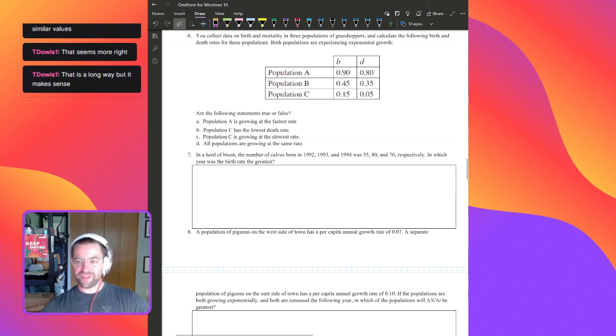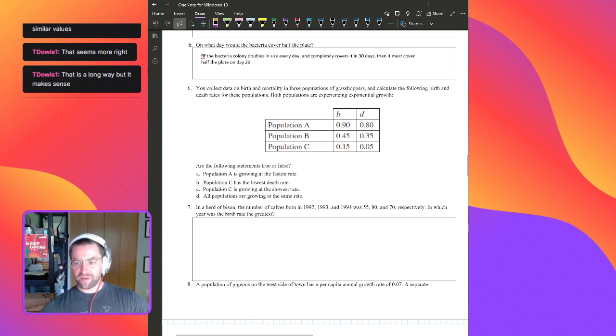Population A is growing at the fastest rate. We've got birth and death. So we have a growth rate of 90 minus 80, which is about 10%. B is 45 minus 35, about 10%. Population C is 15 minus 5, about 10%. So that was false.